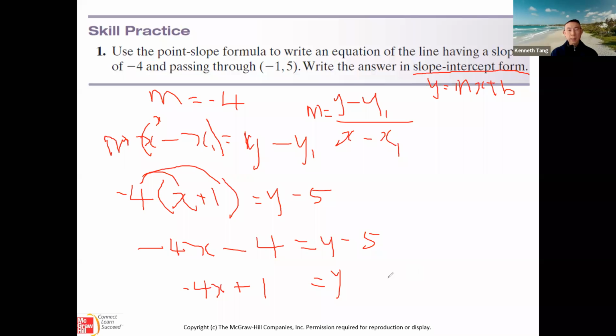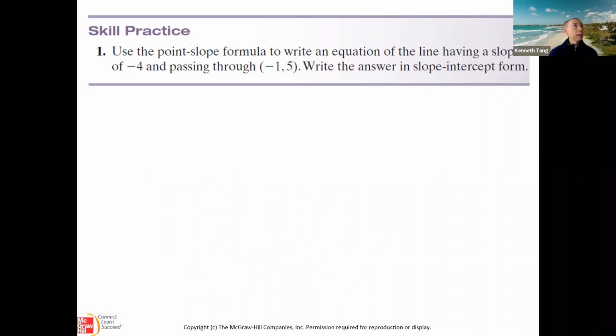And now you get the slope-intercept form, because y equals mx plus b. You can rewrite that equation as y equals -4x plus 1. So that would be the slope-intercept form. Okay, so enough for that. I'm going to clear that up and move on to the next problem.